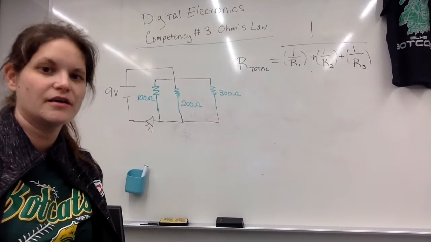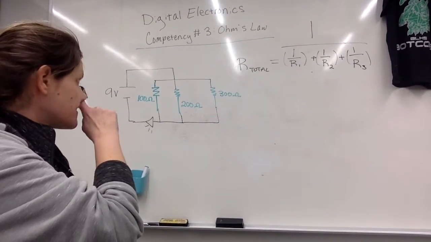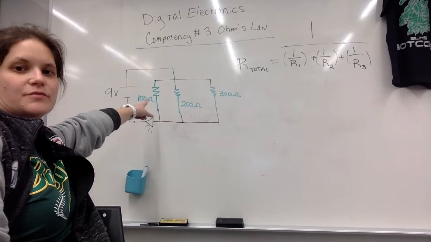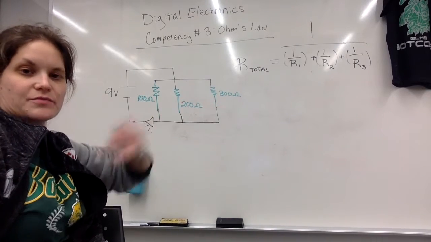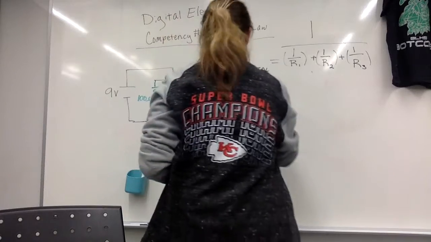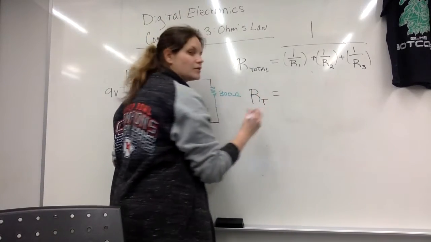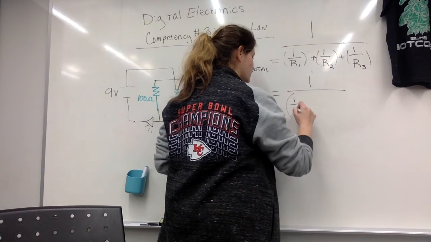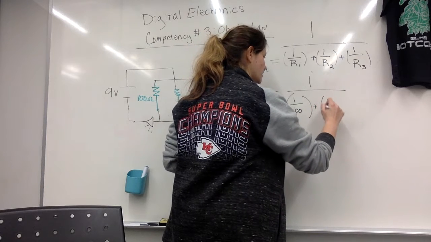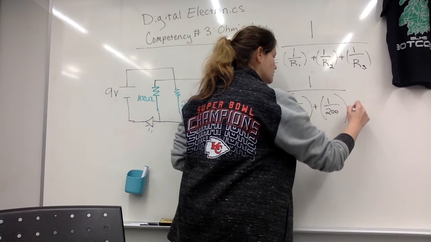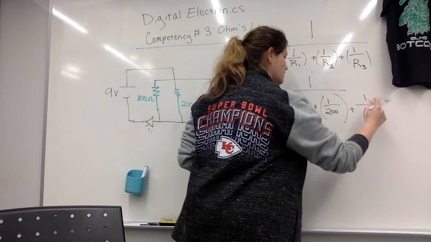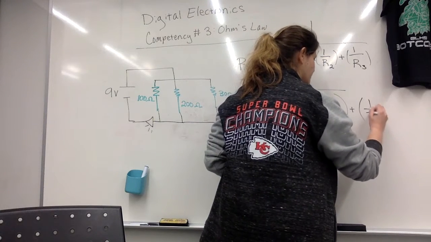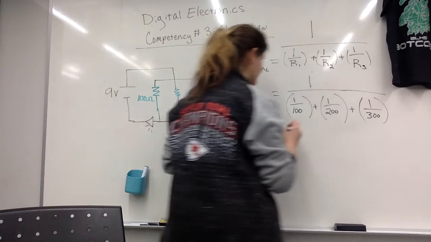Last practice here. What if we have a circuit where we've got 100 ohms, 200 ohms, and 300 ohms? How are we going to do that one? All right, so our total, RT, would then be equal to 1 divided by 1 over 100 ohms plus 1 over 200 ohms plus 1 over 300 ohms, like so.